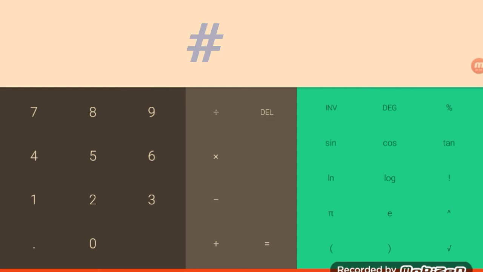Now moving to hashtag 3, it's division by 0. I think most of you might know it: 4 divided by 0 equals what? Your calculator will say cannot divide by 0. And you might think the calculator is right because you have been taught that division by 0 is not possible. But let me tell you that anything divided by 0 is infinity.